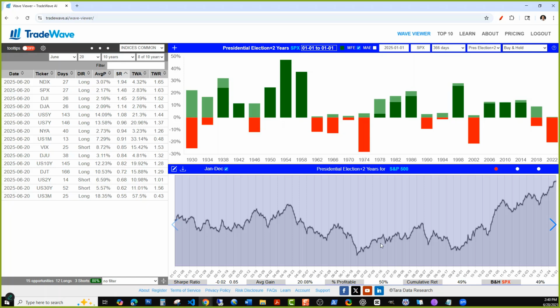Yeah, that's the best year to not be in the market if you don't have seasonality and you don't have TradeWave and you don't want to trade. If you're out of the market, you're statistically better off. Until here. Until this bottom right there. So this is what I've found, and this is why it's so fascinating.